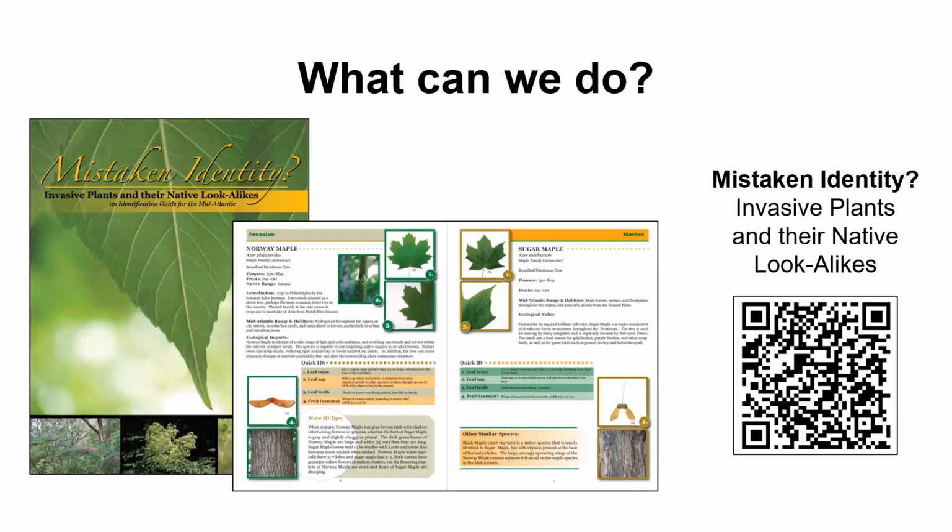It's called Mistaken Identity, Invasive Plants and Their Native Lookalikes. So this page right here is all about Norway maple, which is an invasive species that was planted widely as a street tree. So undoubtedly, if you walk out of your house right now, you could probably see one, especially if you live in a city or a small town. And here's a great guide so you can tell its difference between a native tree like the sugar maple. So I highly recommend this guide.